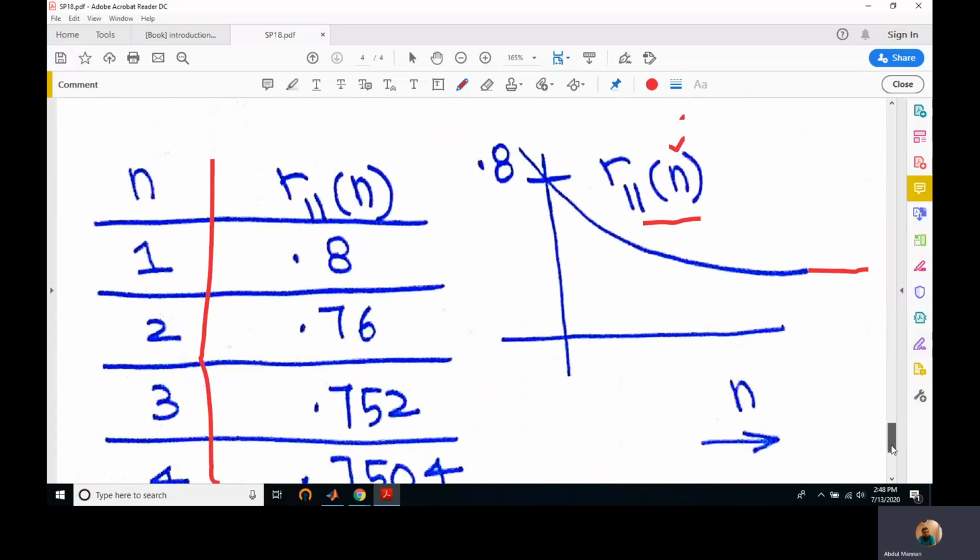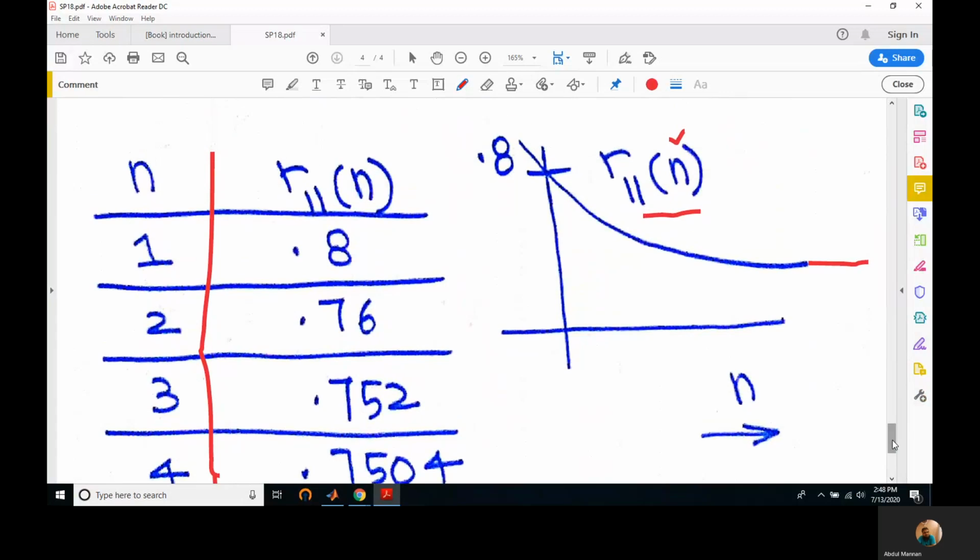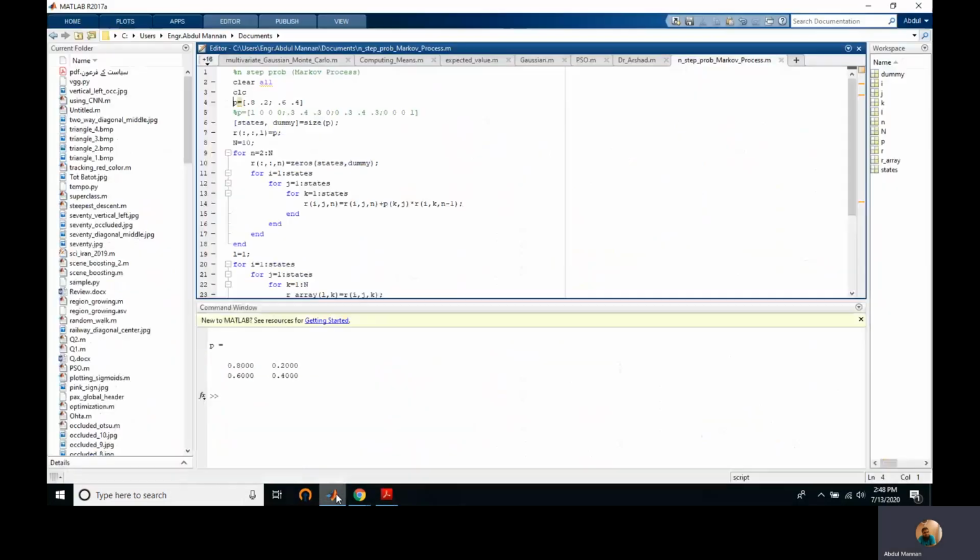What about the other R's? There are three more R's here. R11 that we have plotted versus n, and here there are R12, R21, and R22. How can they be plotted? For that, I have written a MATLAB code for you, which I'll share too. For that, we have to enter this transition probability matrix or state transition matrix here. This is 0.8, 0.2.